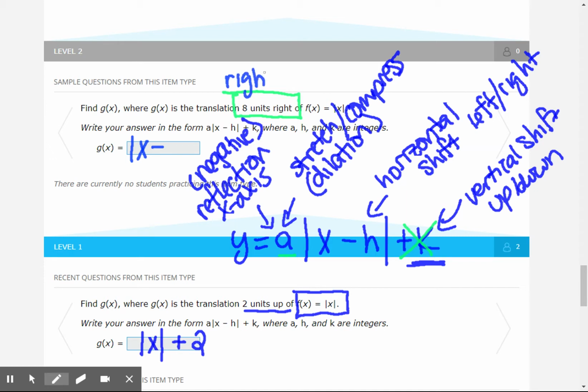You have to remember that going right is a positive direction. So we're going to add a positive number in. So h is going to equal positive 8. So I'm going to substitute in a positive 8 for h, which means that minus sign stays there. So it's going to be the absolute value of x minus positive 8, and then that's going to be our answer.